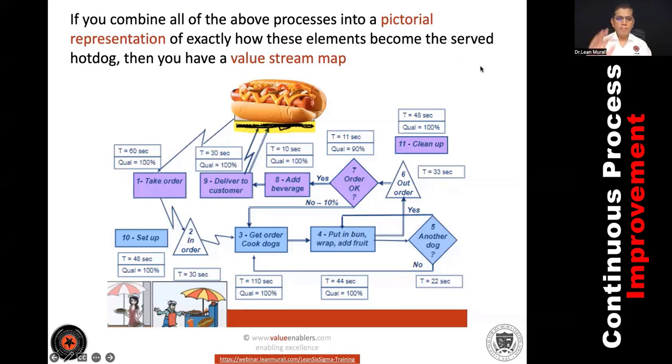The overview is, if you combine all of the above processes into a pictorial representation of exactly how these elements become a served hot dog, you have a value stream. All of you type VSM, value stream map, in the chat box. You just have to remember that in order to focus on the customer, you should do value stream mapping so that you can serve the customer using this tool.